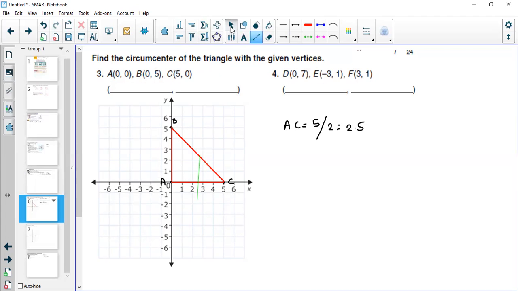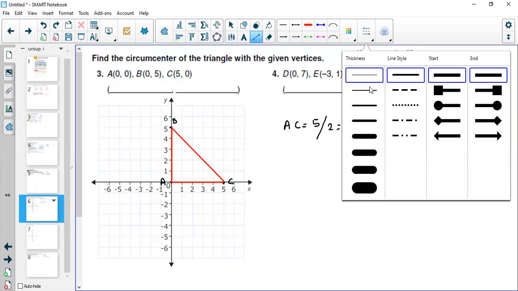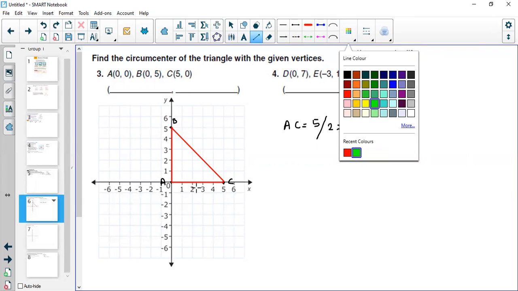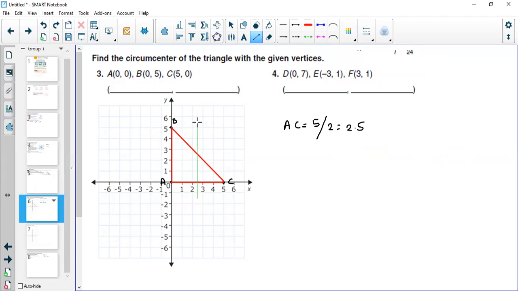Okay, that was not a good one. Let me try that again, because it's quite difficult to draw with the keyboard. So let me just put my mouse on the right. So 2.5 is going to be somewhere here.